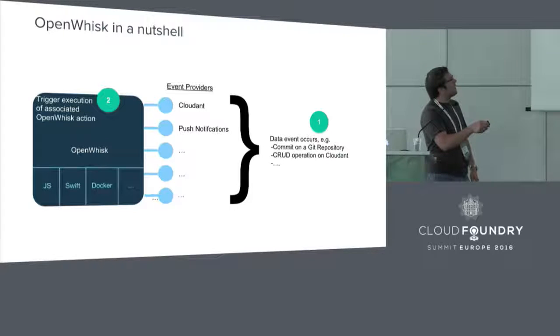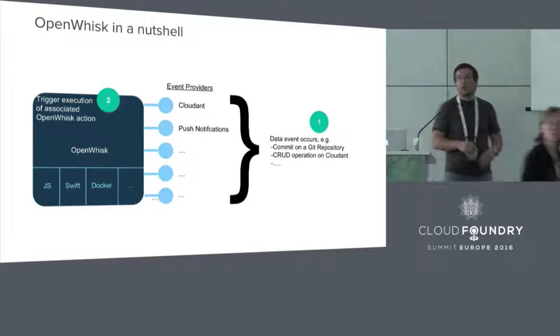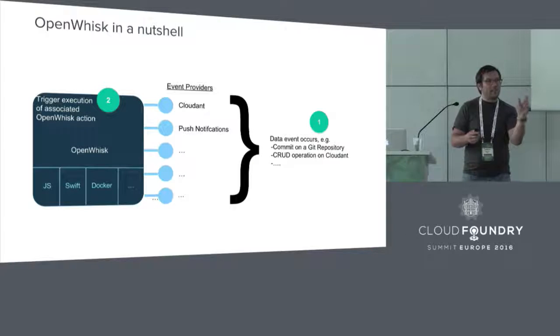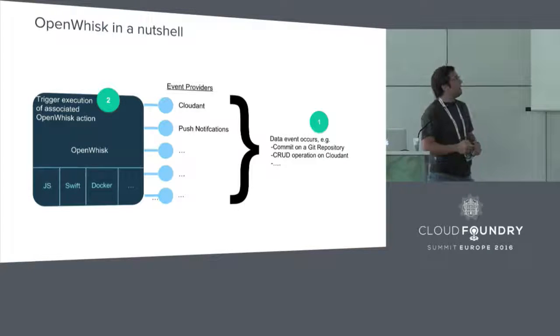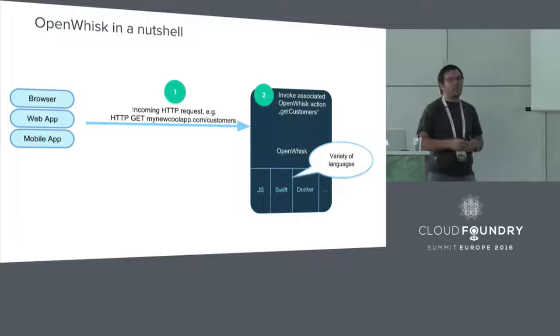Anyway, if the event then arrives at the OpenWhisk engine, we have something that we call a rule. And the rule tells the system, if this event is coming in, then please execute this little action being implemented in this particular language.